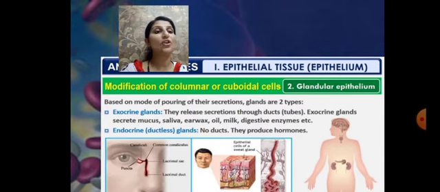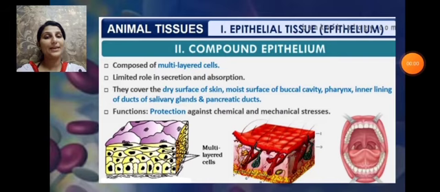The secretions of the exocrine glands are mucus, saliva, earwax, oil, milk, digestive enzymes. All these are exocrine glands. Whereas the ductless glands or the endocrine glands, their secretions are nothing but the chemical messengers called hormones. The second type of epithelial tissue is the compound epithelium, which is made up of multi-layered cells, and they have a limited role in secretion and absorption.